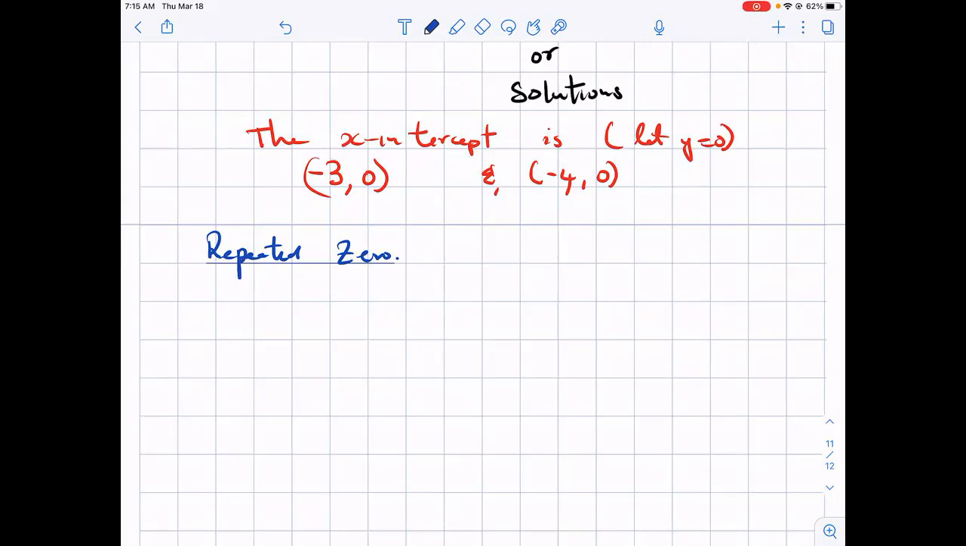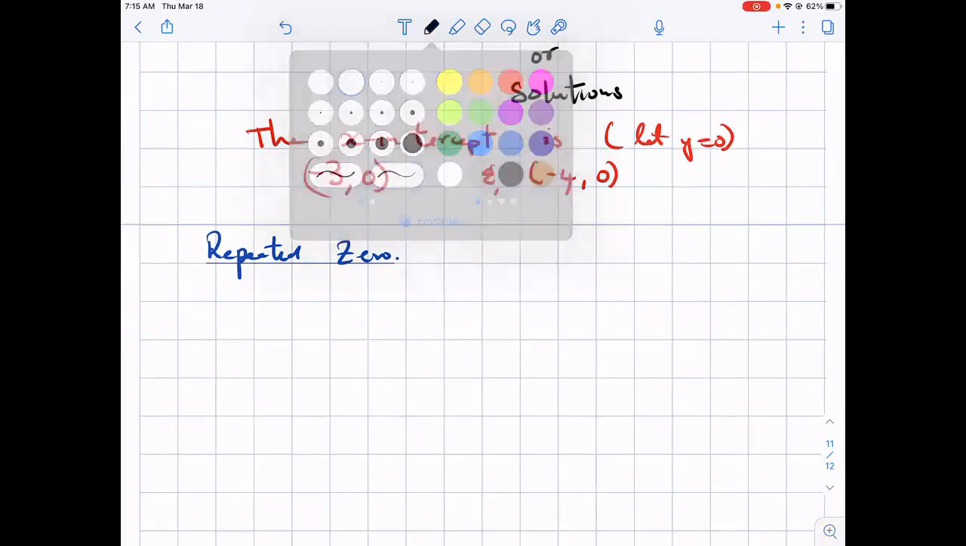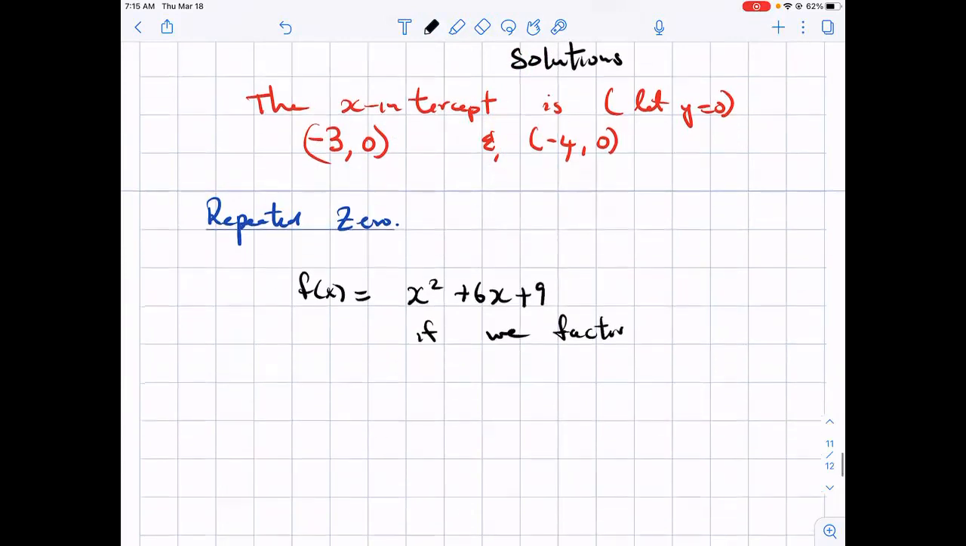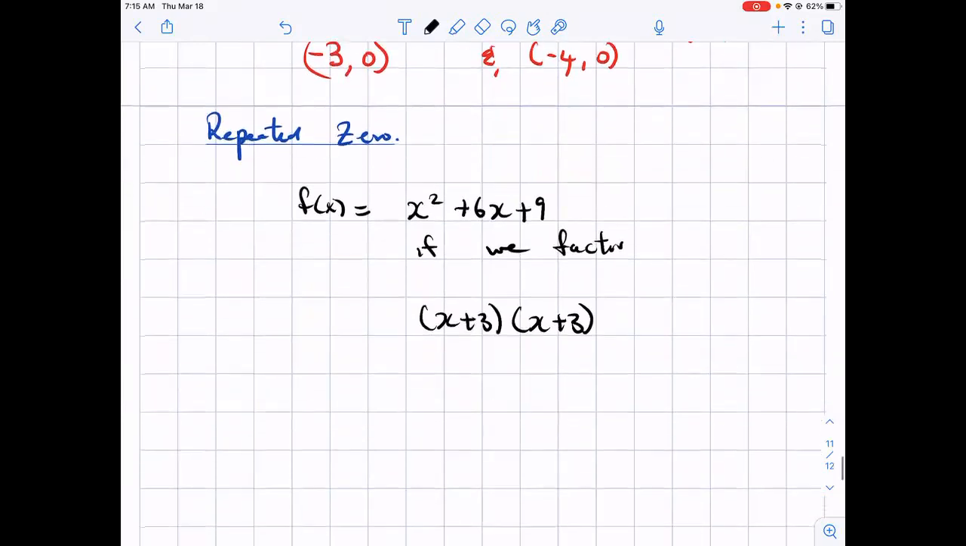So what does this really mean? It means that if we have a polynomial, let's look at f of x is equal to x squared plus 6x plus 9. Now, if we factor this, we have x plus 3 times x plus 3, which is the same as x plus 3 squared.